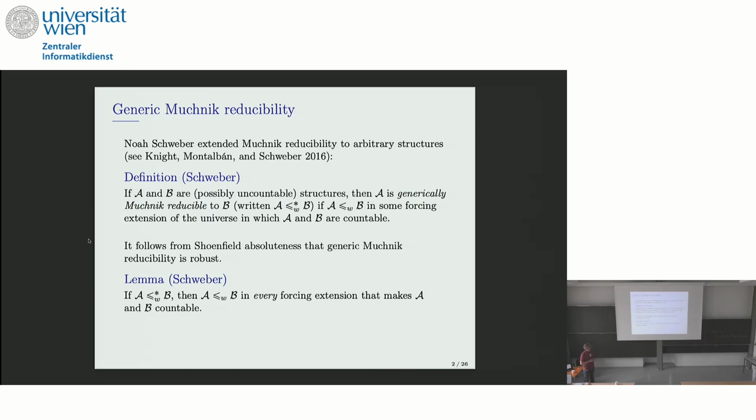Schoenfeld absoluteness, a simple Schoenfeld absoluteness argument, tells us that A is generic Muchnik reducible to B if A is Muchnik reducible to B in every, or any, forcing extension that makes them both countable. So the combinatorics of forcing are really not going to play a role here. I guess I should apologize for that, but there will be some descriptive set theory before the end. And so this really does extend Muchnik reducibility on countable structures.